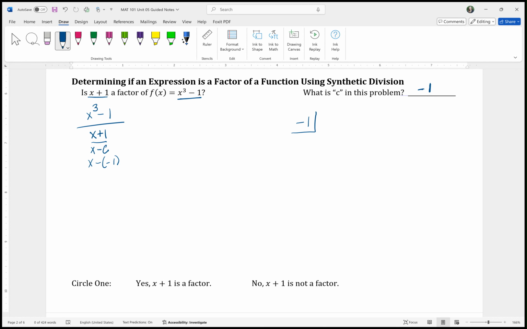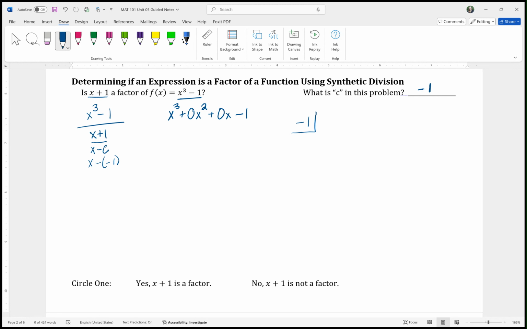Now, the other problem is, check our function. Our function should have all the terms in descending order. We clearly don't have that. We have an x cubed, but we are missing our x squared, so we must put in a 0x squared as a placeholder. And we're missing our x, and we must put in 0x as a placeholder here. And then we can bring down the minus 1. So you have to have all the terms in descending order, put 0 on anything that's missing.